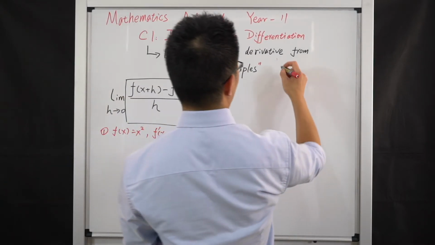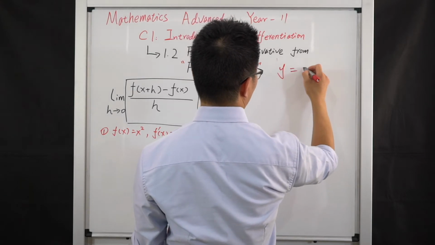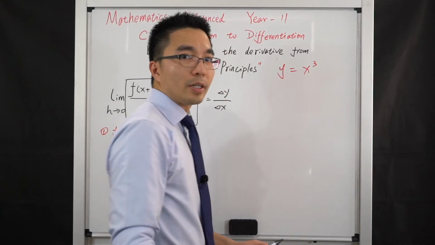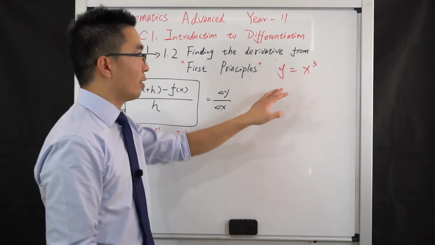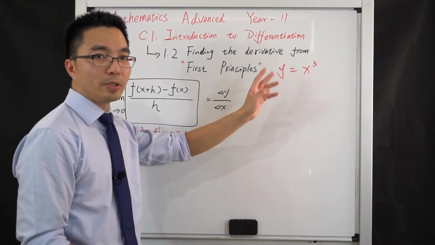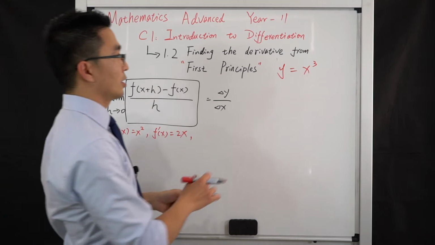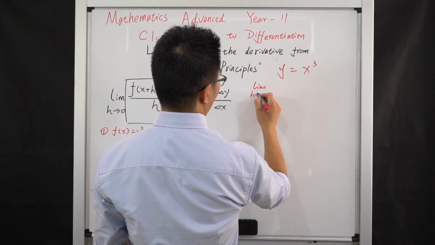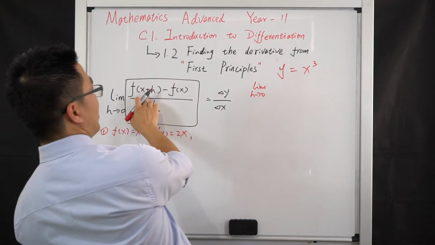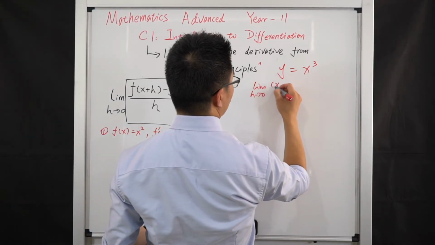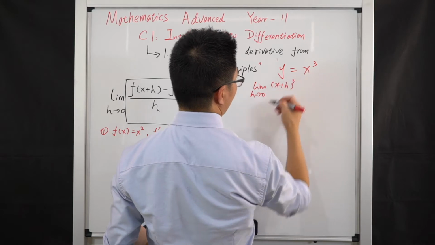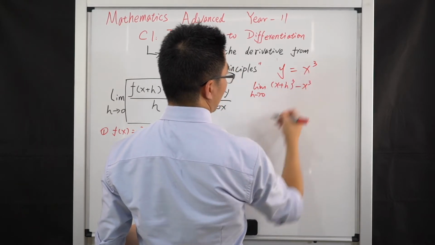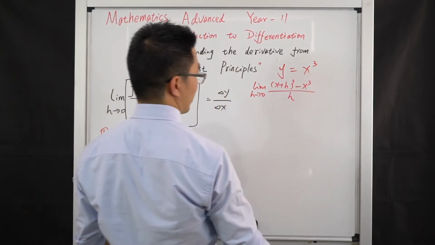Let's try the function y equals x cubed. Let's find the derivative of this function from first principles using this limit. As h goes to 0, f(x plus h) means (x plus h) to the power of 3, minus x cubed, and then divided by h.